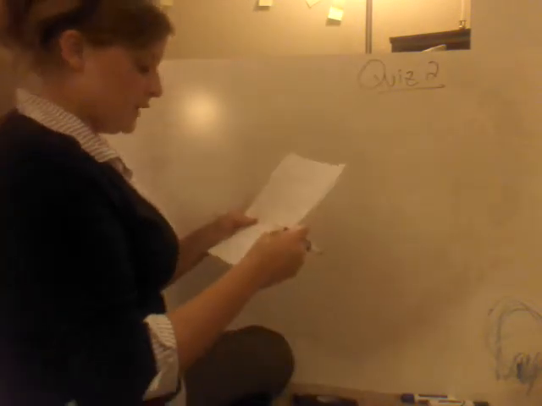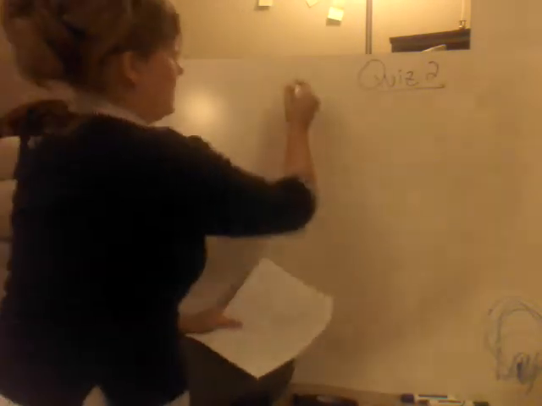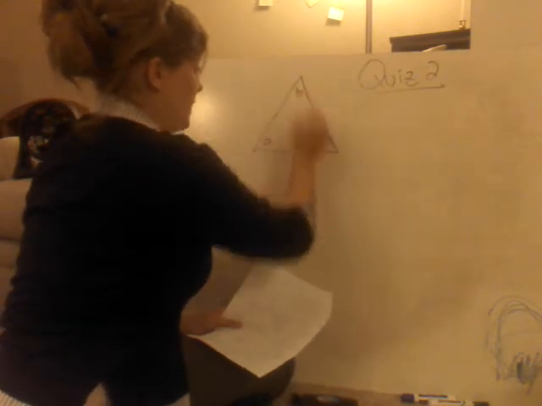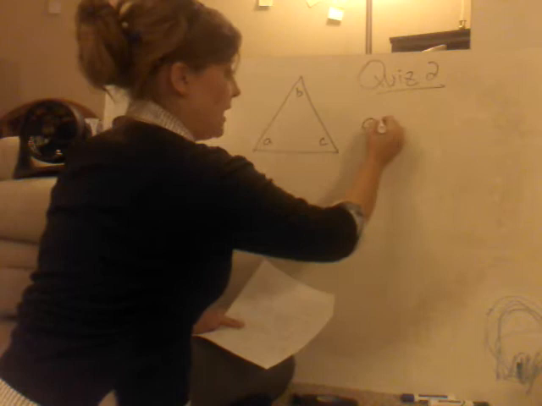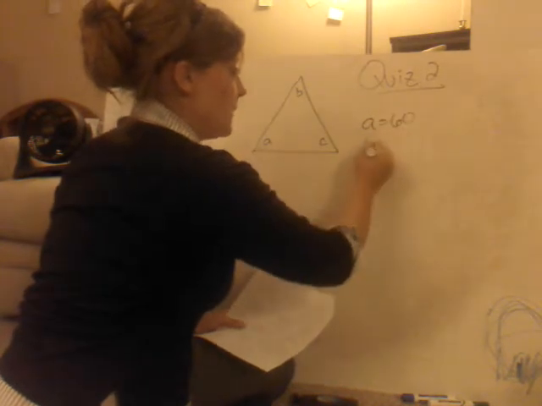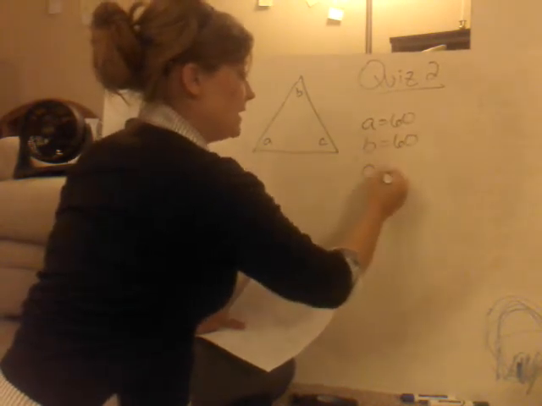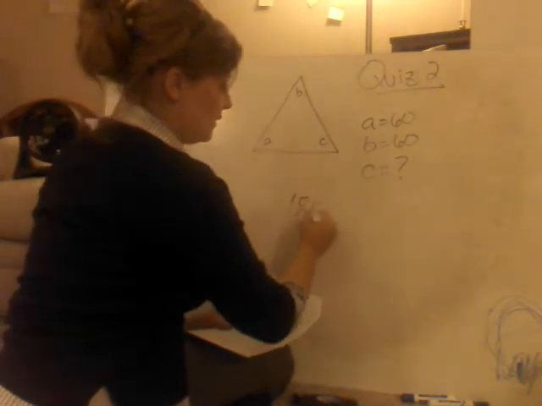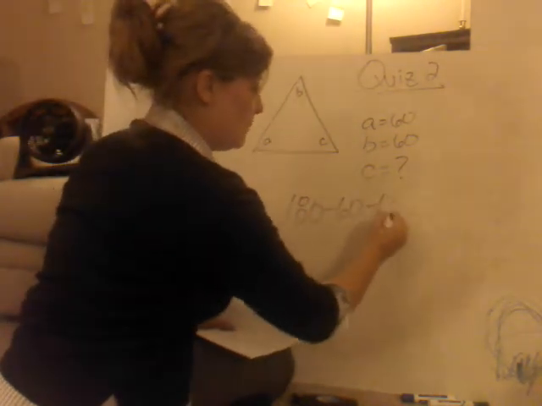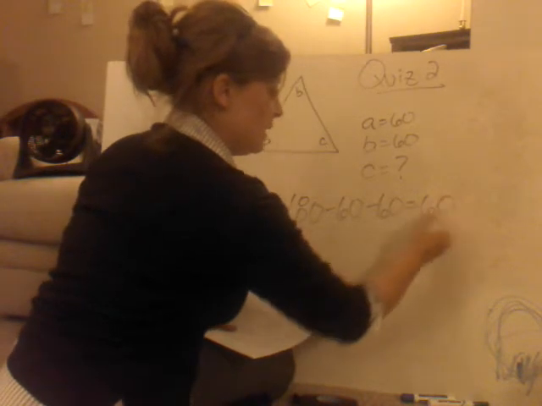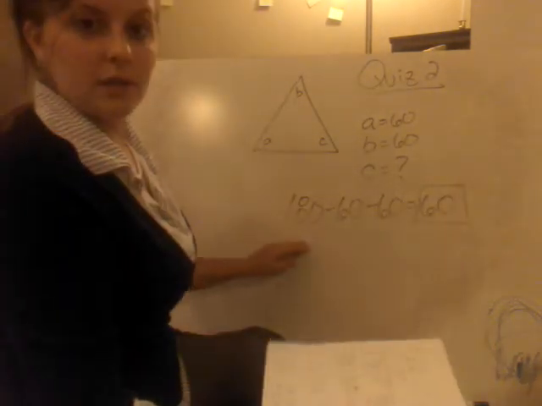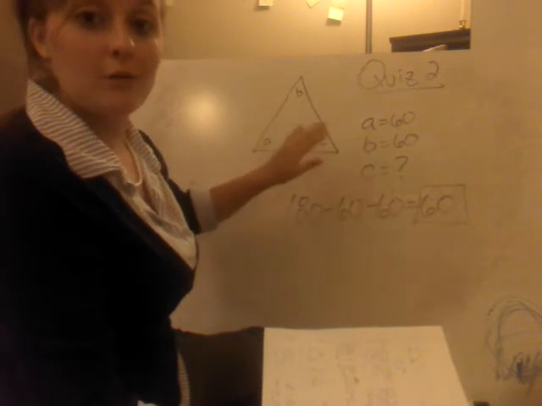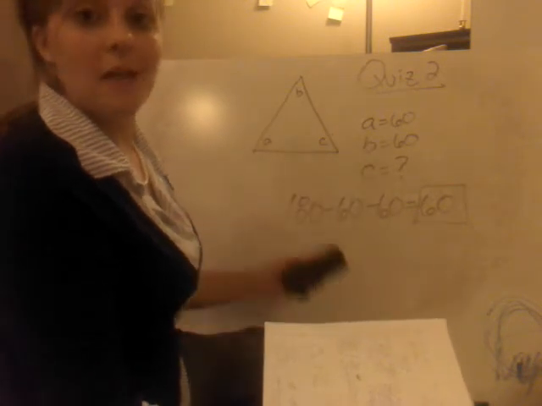Same thing for 30. A, B, and C. I tell you that A equals 60, B equals 60, find C. Okay? 180 minus 60 minus 60 equals 60. Almost every single person got this right. I'm very proud of everybody because remember this. Remember the triangle is always 180 degrees. Big step.